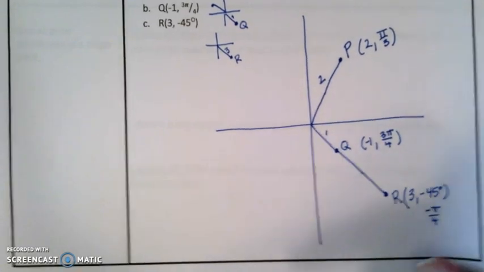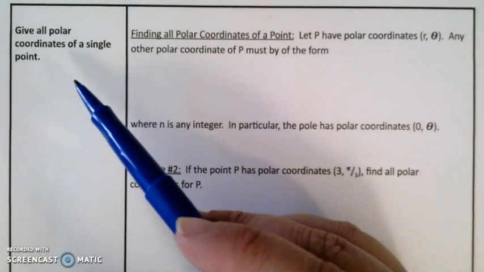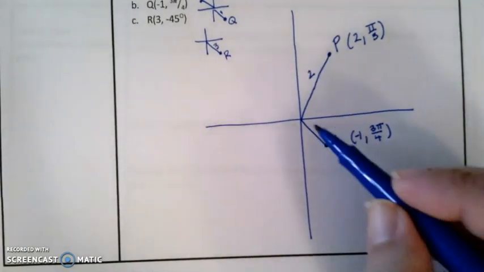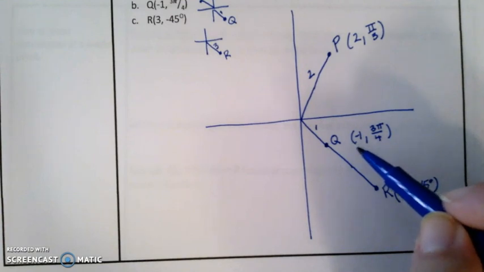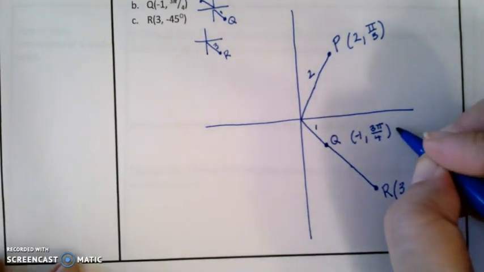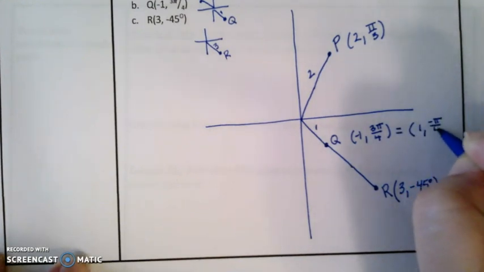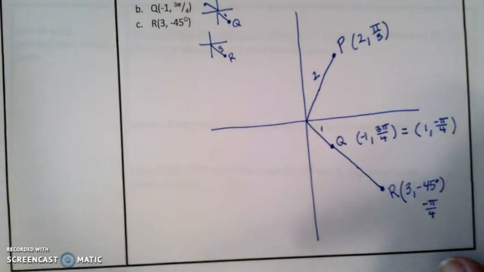So our next objective is going to be to find all polar coordinates of a single point. Okay, so looking back at example 1, if I wanted to have this point Q written with a radius of 1, then I could have rewritten this as (1, -pi over 4), right? So we can see that there are multiple ways now to write the location of a point, whereas in the Cartesian coordinate plane, there was only one way to write a point, just (x, y). Now we can have multiple ways of writing a point.